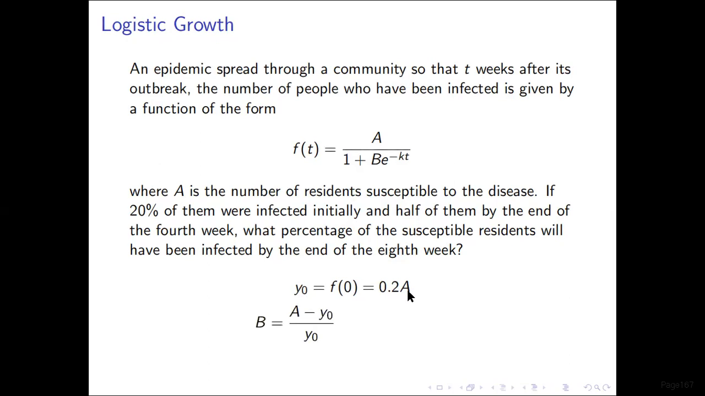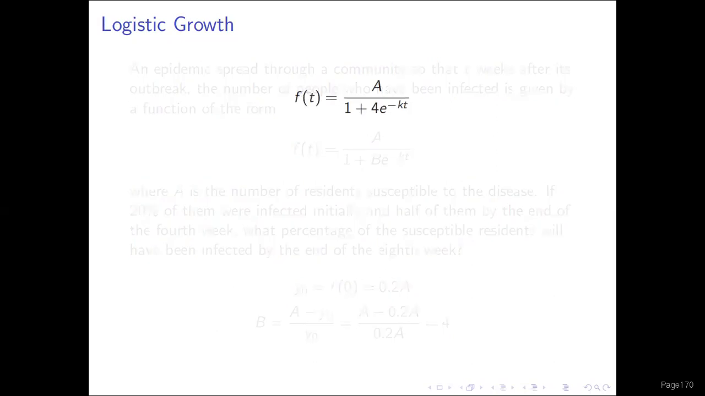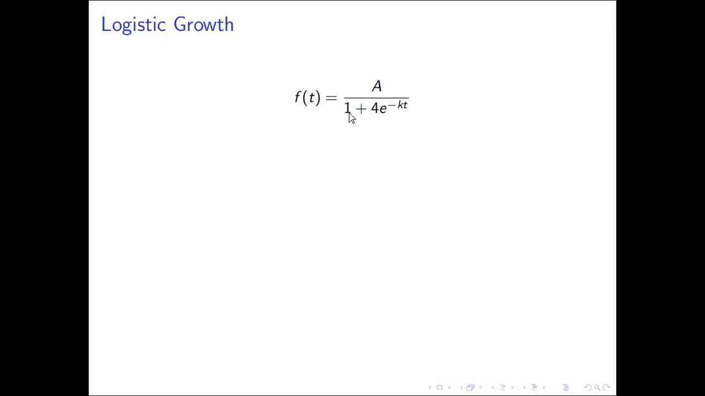Then solve for B in terms of A. This is the formula, A minus y naught over y naught. Plug in 0.2A for y naught and simplify. A will cancel out. You get 4. And so we can write the model as f of t equals A over 1 plus 4 e to the negative kt, since we already got B, which is 4. So it remains to find k. A is not really needed to answer this problem.